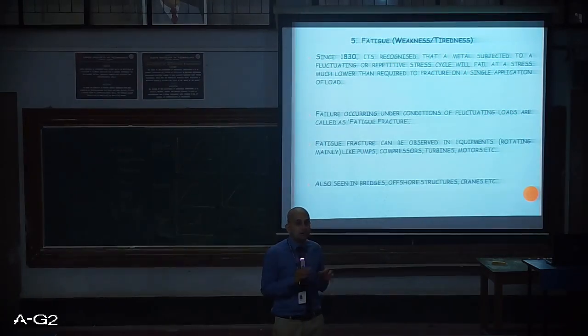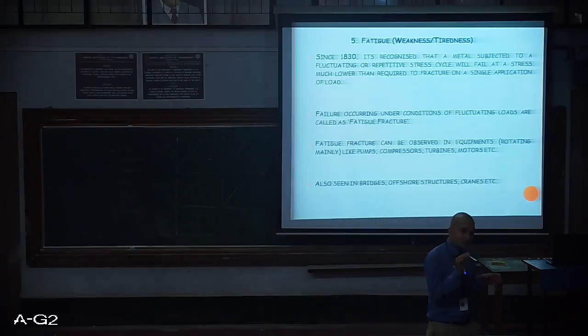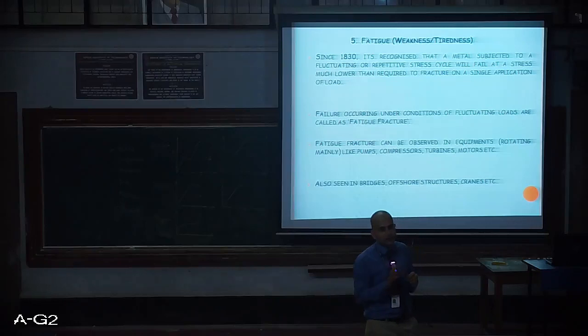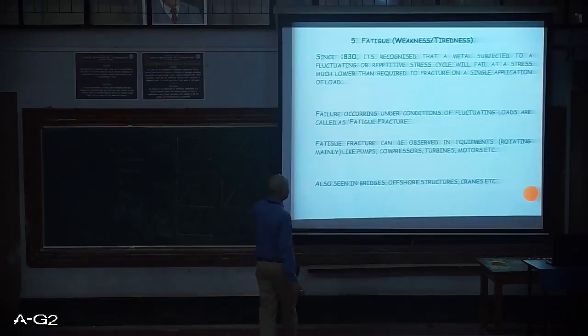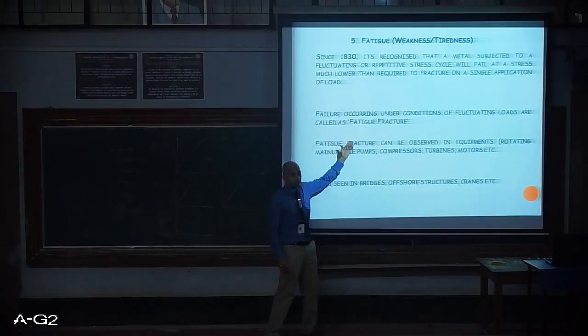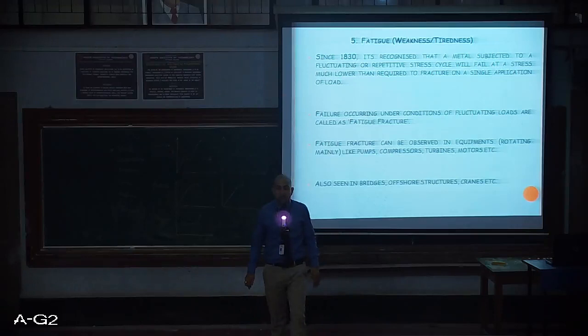This type of loading, which is called fluctuating loading or cyclic loading, is called fatigue loading, and the failure is called fatigue fracture. So failure that occurs under the condition of fluctuating loading is called fatigue fracture. Fluctuating loading means it varies with time. I'll give you one more example. You might have seen the wings of the aeroplane.